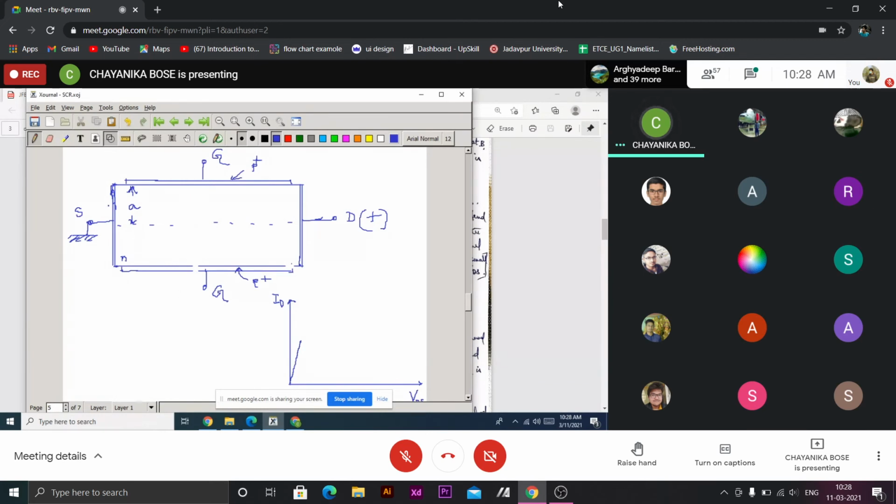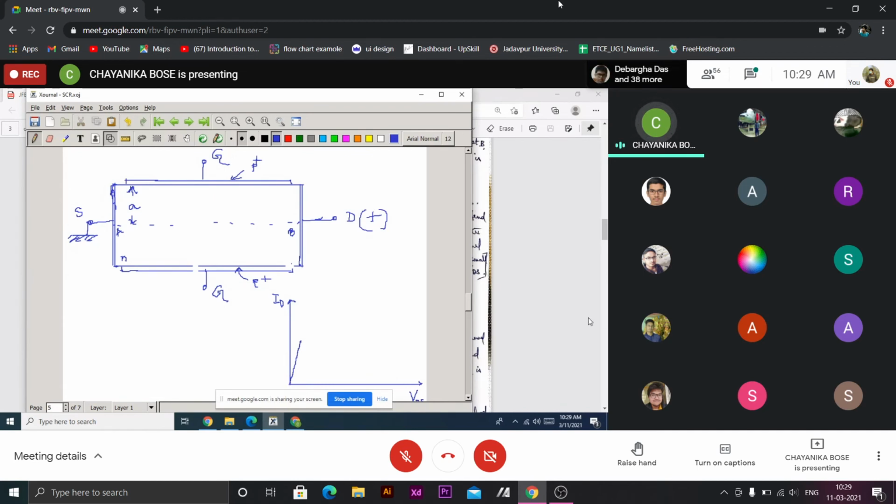This point is A, and this is B. So resistance is RAB, say for the entire channel. So VDS by RAB will be the current ID, and as VD increases, current increases, so linear region.